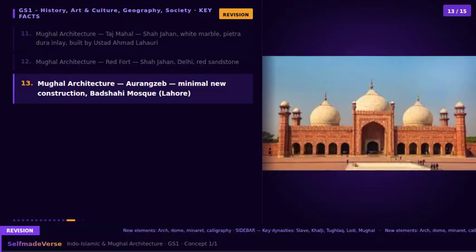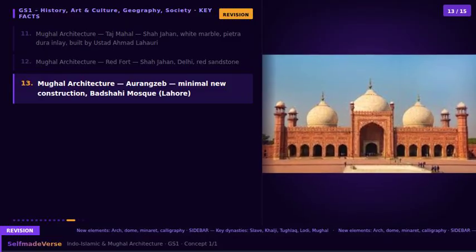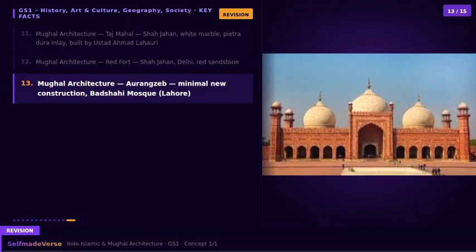Aurangzeb commissioned minimal new architectural projects despite his 49-year reign, building mainly the Badshahi Mosque in Lahore. His religious orthodoxy meant less investment in palatial splendor compared to earlier Mughal emperors.